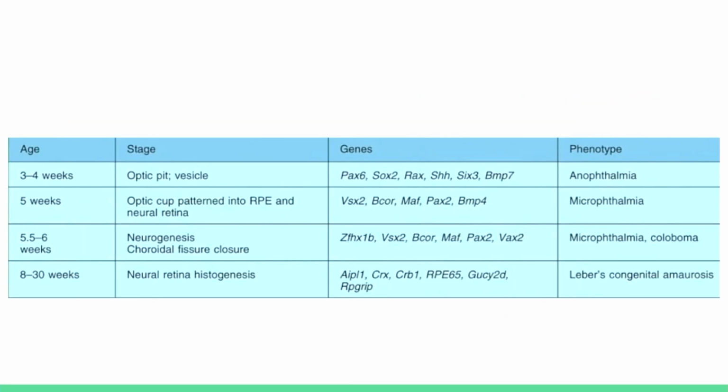At the age of 3 to 4 weeks, the stage of development is the optic pit and the vesicle, and failure to form it leads to anophthalmia. By 5.5 to 6 weeks, there is a closure of choroidal fissure, and failure can lead to coloboma. By 8 to 30 weeks, neuroretinal histogenesis occurs, and failure to form can lead to Leber's congenital amaurosis.